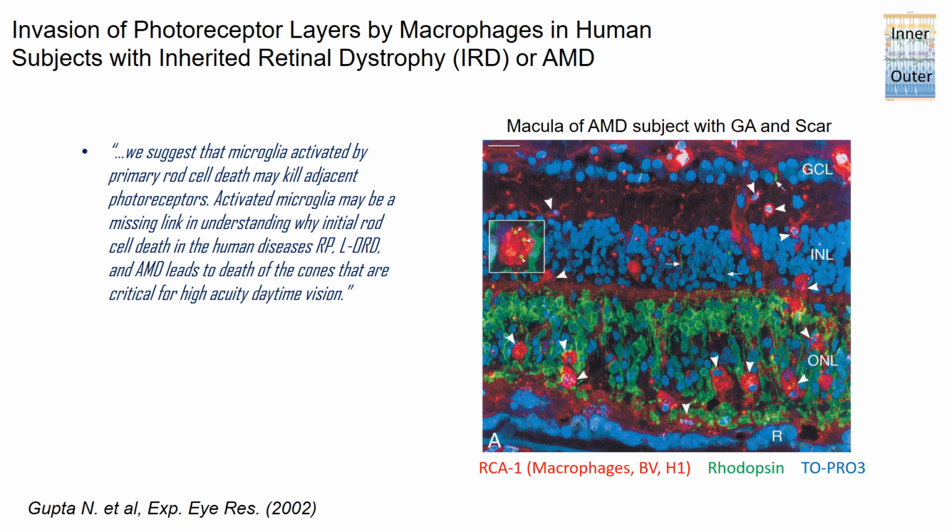Following these studies came others. Here's one specifically in 2002, looking at postmortem human eyes, either in retinitis pigmentosa, late onset retinal degeneration, as well as age-related macular degeneration. And in this specific figure, we're showing from the paper the macula of an AMD subject with geographic atrophy and a scar.